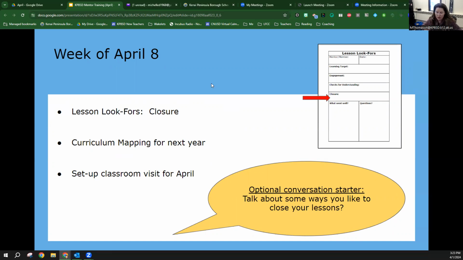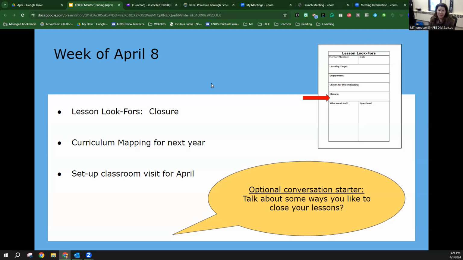I'm sure you're getting very familiar with the lesson look fors. When you go into your classroom visit, you're looking just for some key things. What's the learning target? What does the teacher want students to know or be able to do? That engagement piece: how is the teacher getting students to that learning target? Checking for understanding: did the students learn what was intended for that classroom period? And today we're going to be really digging down deeper into closure.